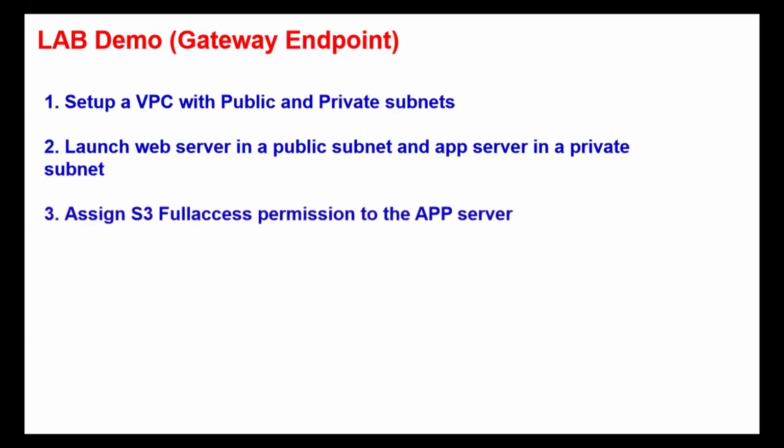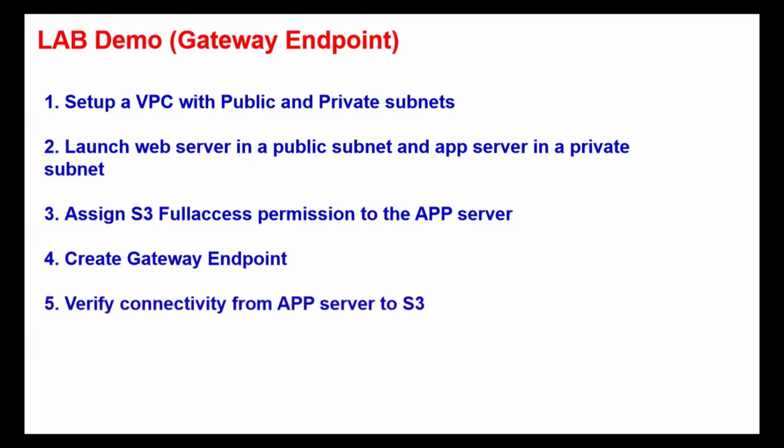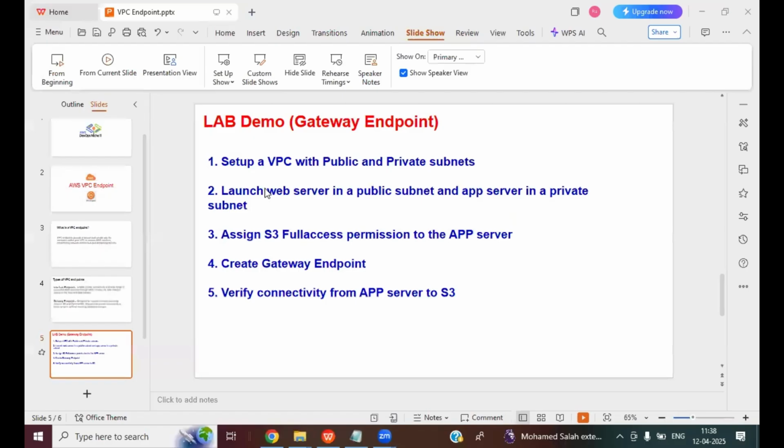Then as a third step, we will be assigning an S3 full access permission to the app server, because I want to communicate to the S3 service from my app server, which is inside a private subnet. So first I need to ensure that the app server has the S3 full access permission. Next, we will create a gateway endpoint. Then we will verify the connectivity from the app server, which is residing in a private subnet, to the S3 service. So these are all the steps that I'm going to do.